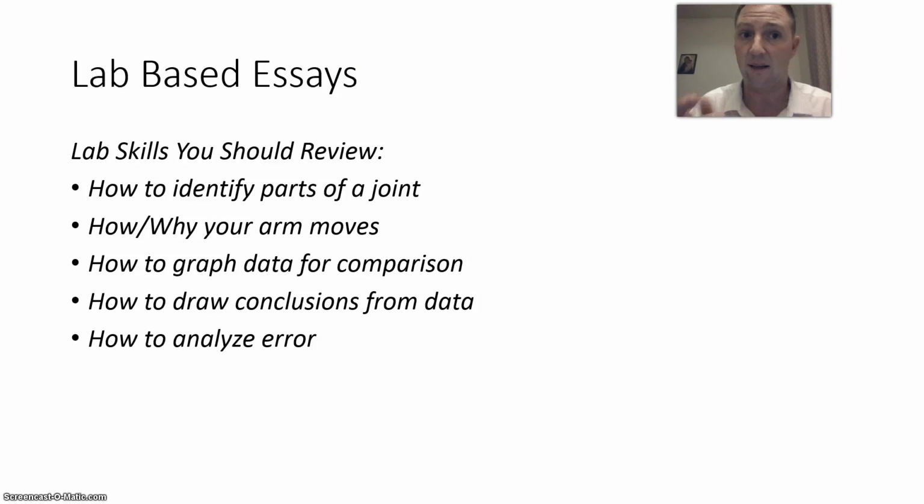Last but not least was the lab-based material. We did a bunch of labs this unit, okay? You want to be able to identify parts of the joint. We're going to be talking about bone, ligaments, cartilage, and tendons. We did that in a lab. You should be able to recognize that. You may see diagrams, and you have to describe them.